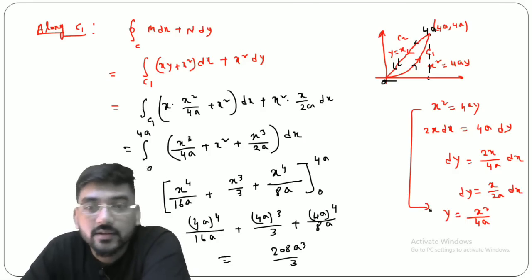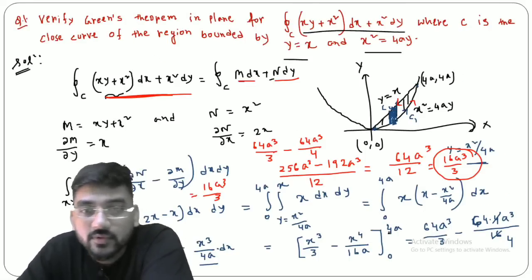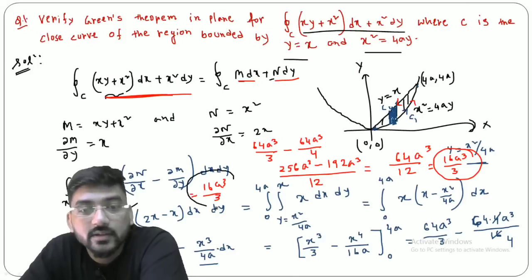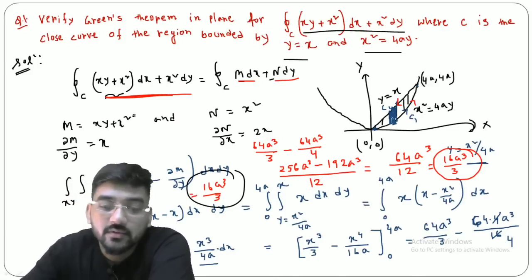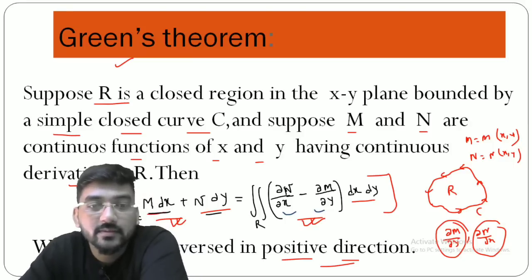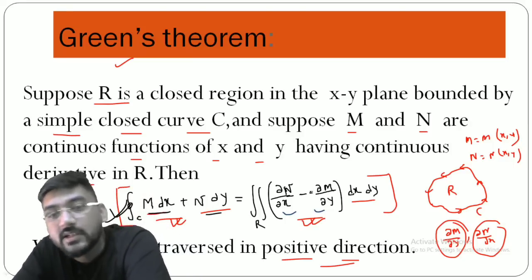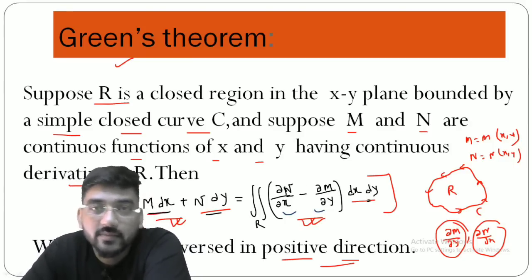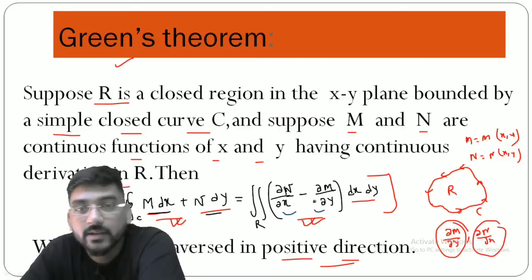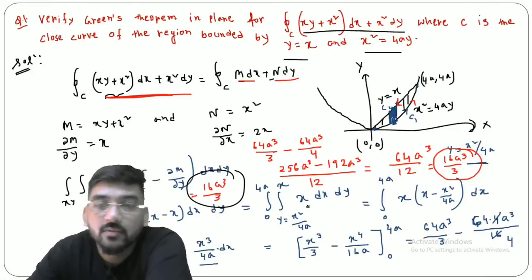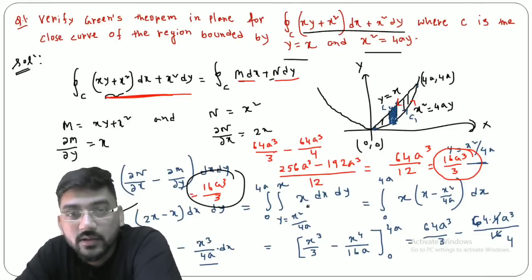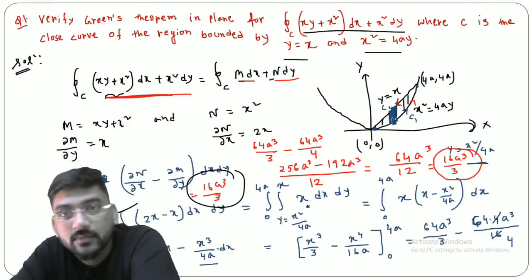And if you do the surface integration, then you can also get this 16a cube by 3. So you can say that Green's theorem is verified. This result is verified: the line integration of M dx plus N dy is equal to the double integral of del N by del x minus del M by del y, dx dy. This is very simple. You have to do just step by step integration, because all the things that I have done here we have already done in the integration part. So for these topics we have prepared well before.